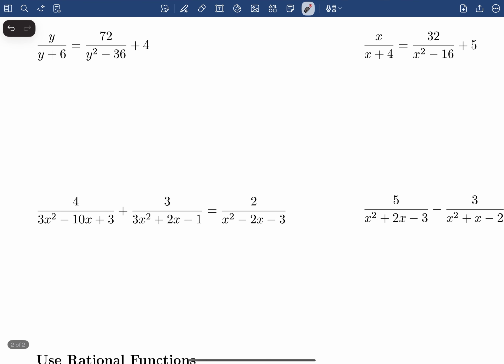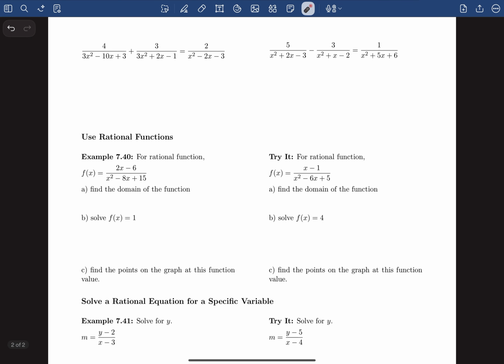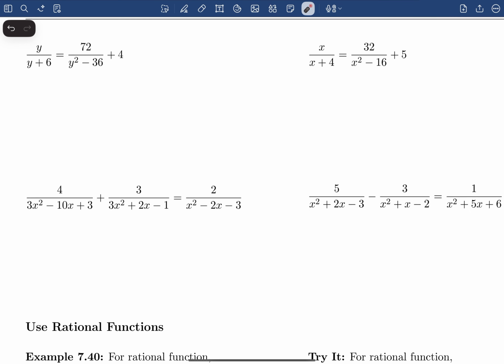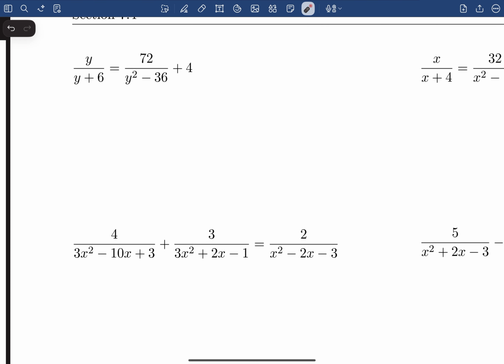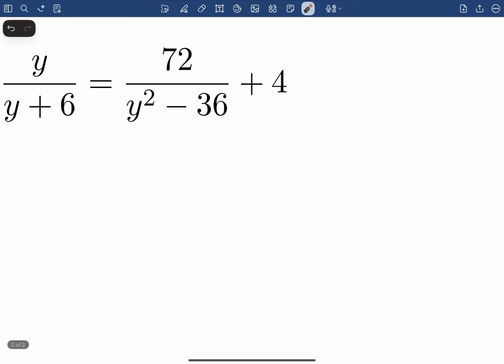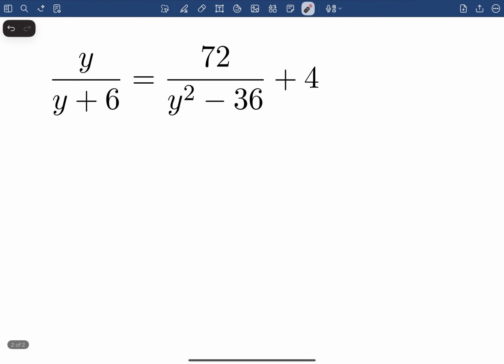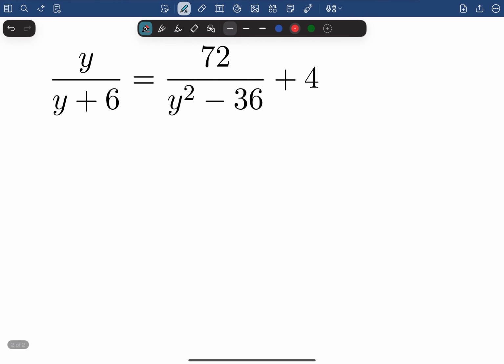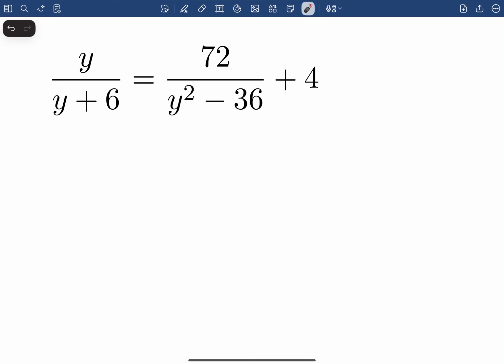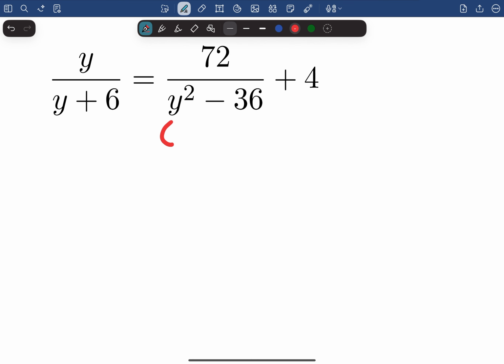Great, so I have 2 more examples for you before we move on to a next objective. We're just building your skills with solving rational equations. And so here is our next equation. And let's go ahead and analyze the denominators of these rational expressions. So the first denominator is y plus 6. This next denominator is y squared minus 36, which you'll immediately recognize as the difference of squares. And so you'll factor the difference of squares into y plus 6 times y minus 6, right?